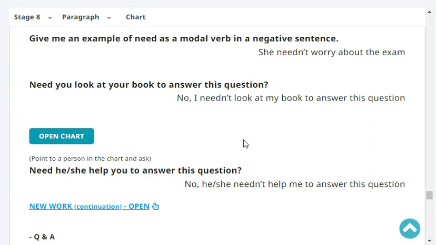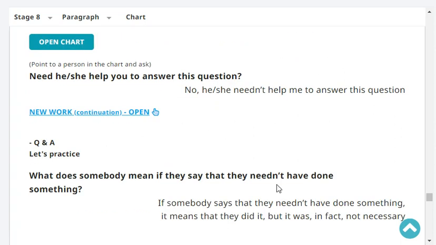Very good. Need you look at your book to answer this question? No, I needn't look at my book to answer this question. Very good. Need she help you to answer this question? No, she needn't help me to answer that question. Very good.